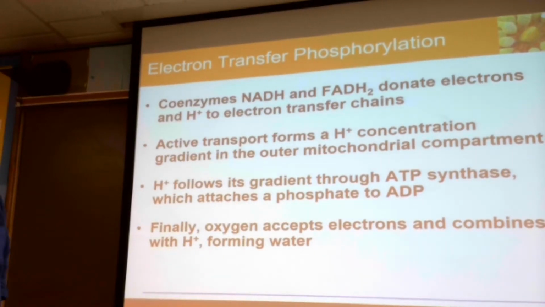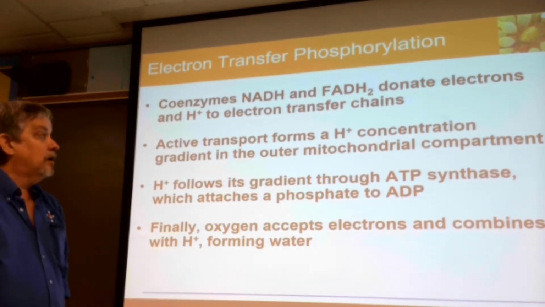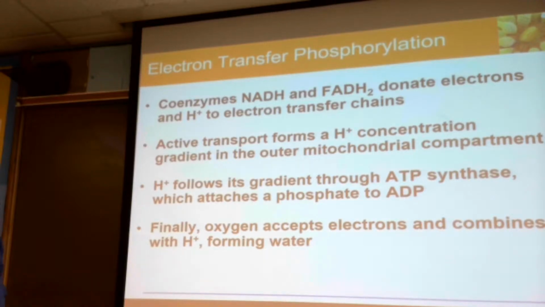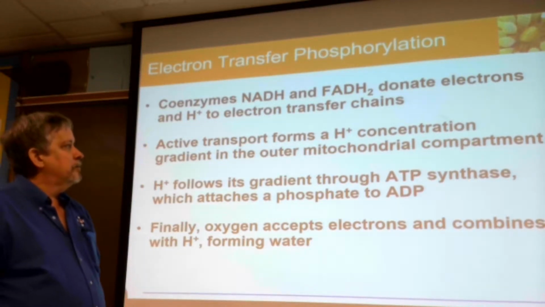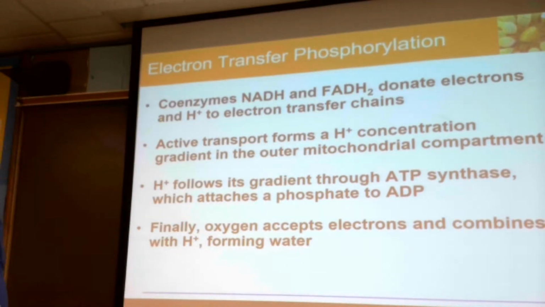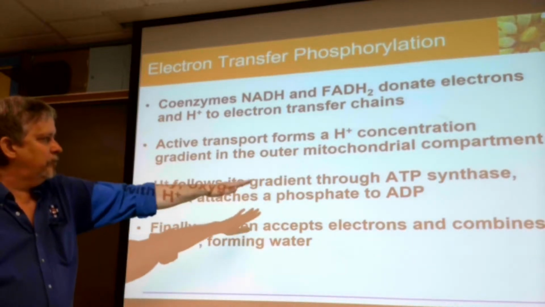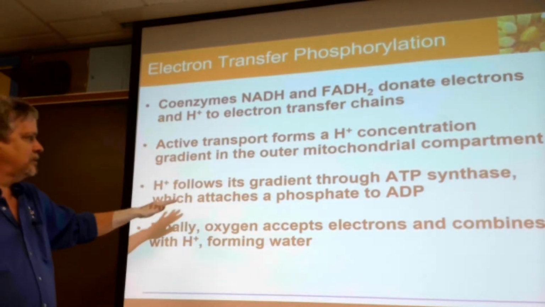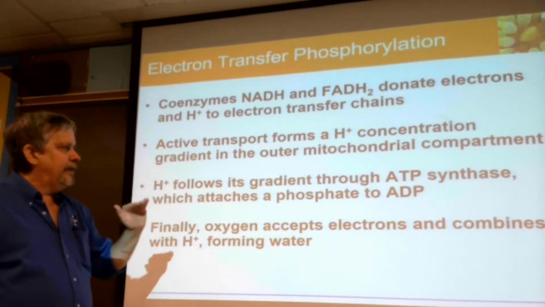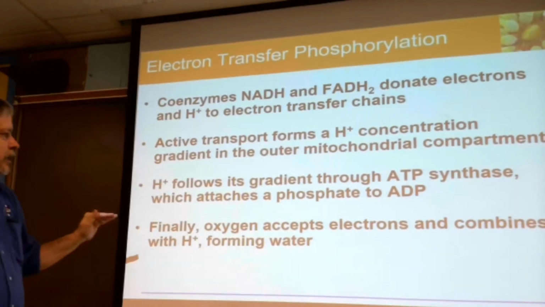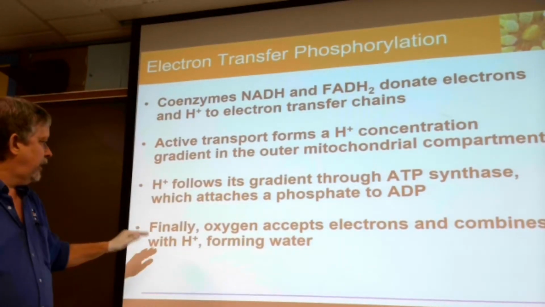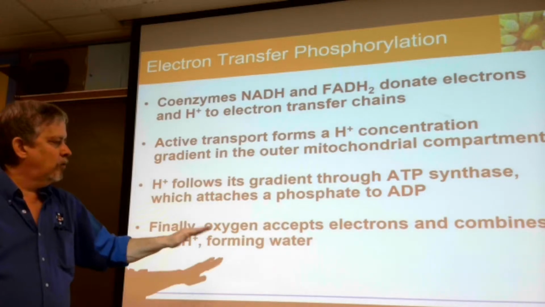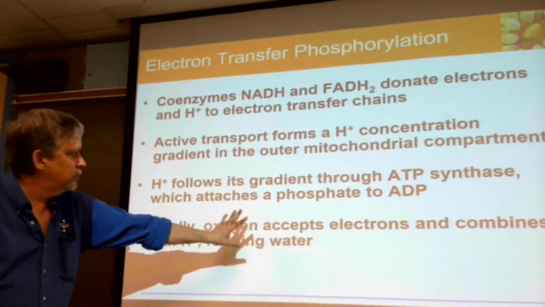Active transport forms a hydrogen ion concentration gradient in the outer mitochondrial compartment. The hydrogen ions follow their gradient through the ATP synthase, which attaches a phosphate to ADP. Finally, oxygen accepts electrons and combines with hydrogen ions, forming water. And this is critical too.